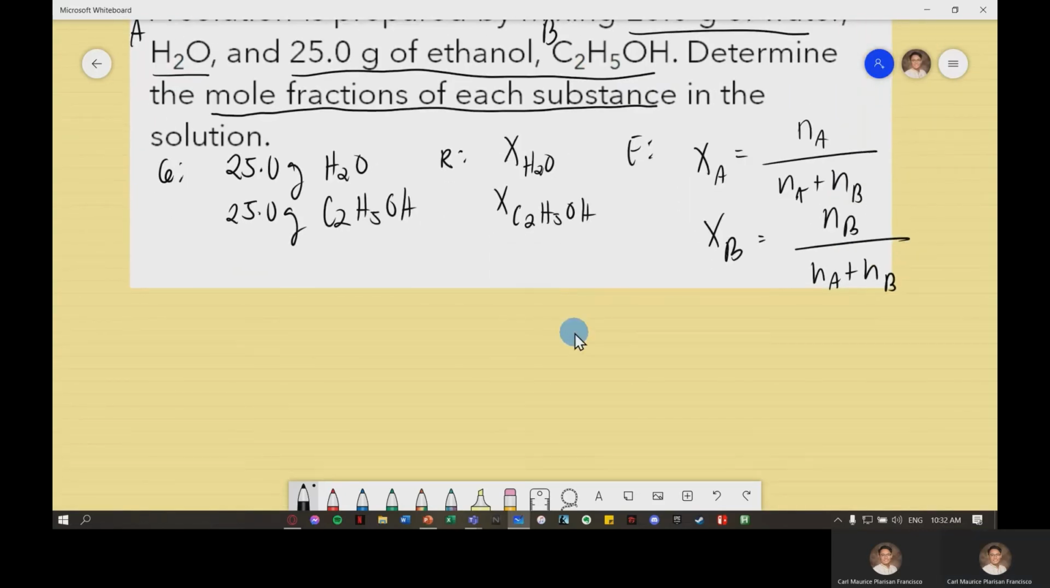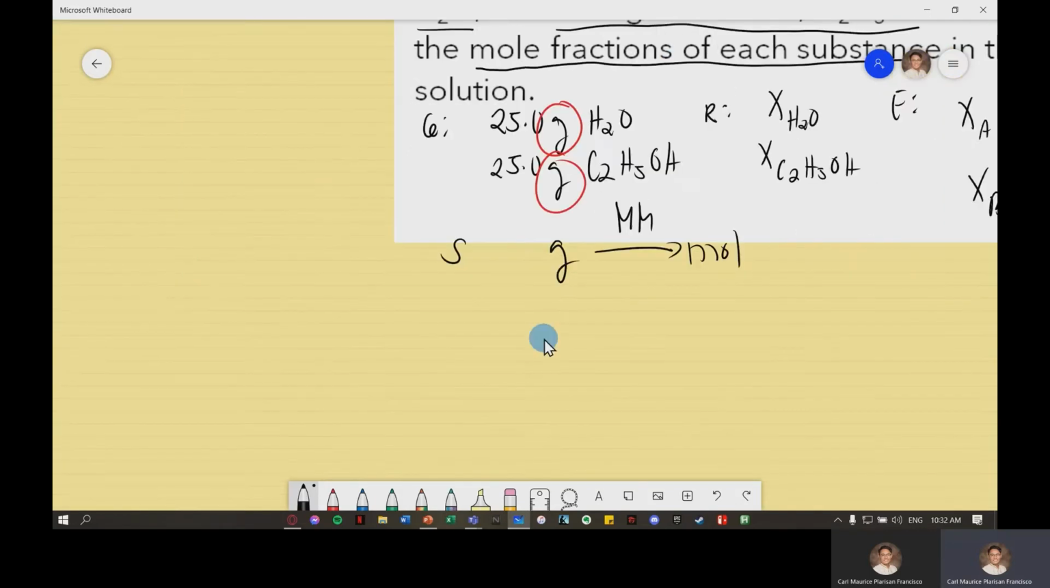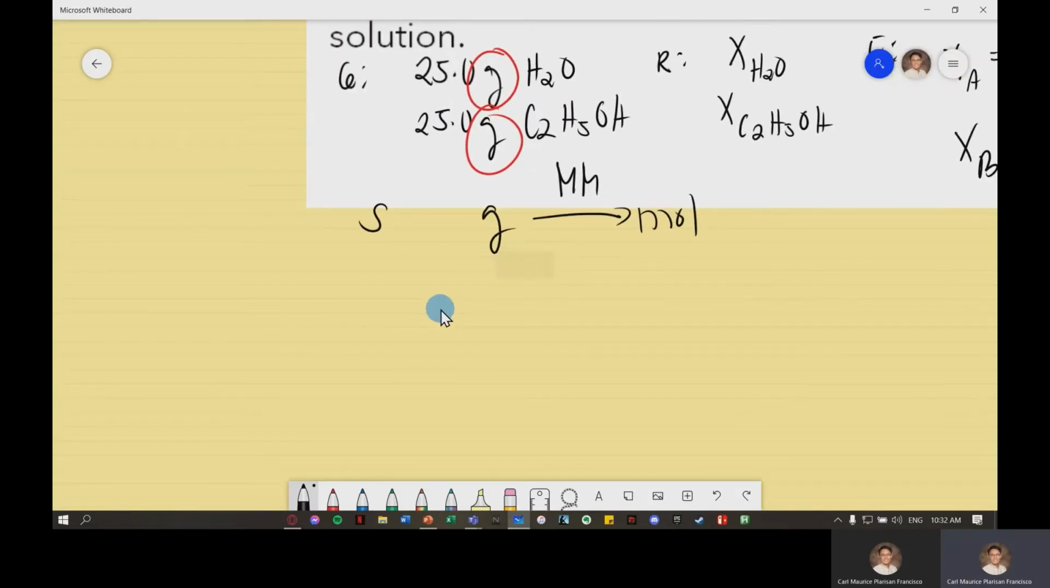Now, before you proceed with the solution, make sure that all quantities have appropriate unit. Ang kinakailangan ay mole unit. Dahil naka-gram pa ang mga given, kailangan natin sila i-convert. So gram into unit mole via molar mass of each substance. So kailangan pa po natin i-convert bawat isa.